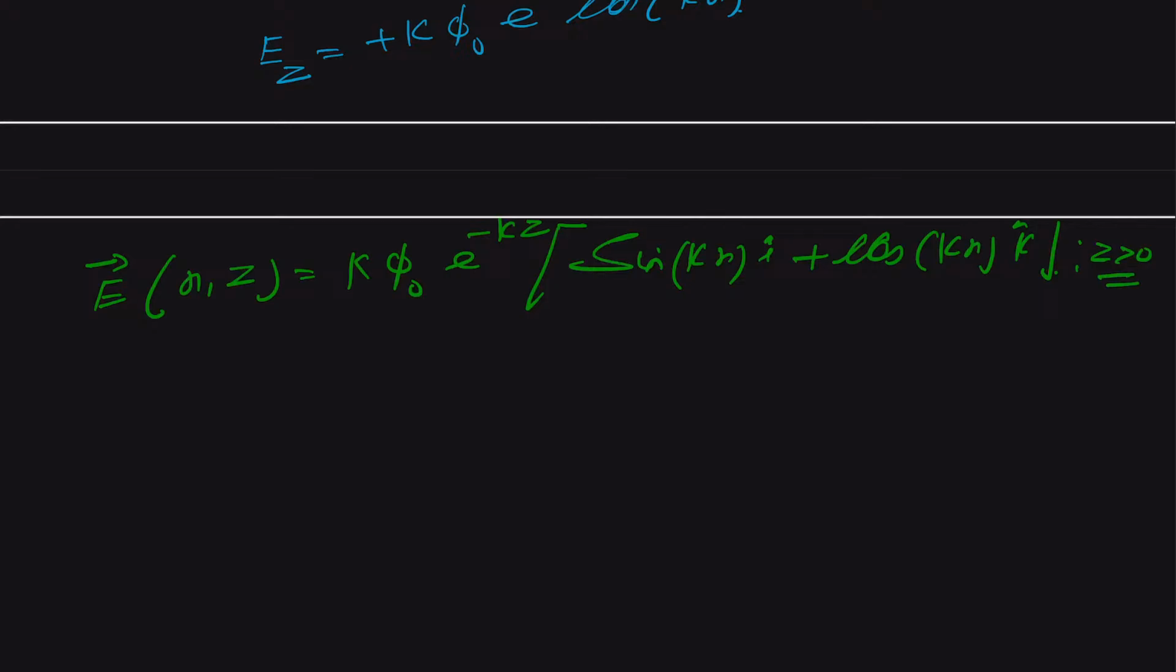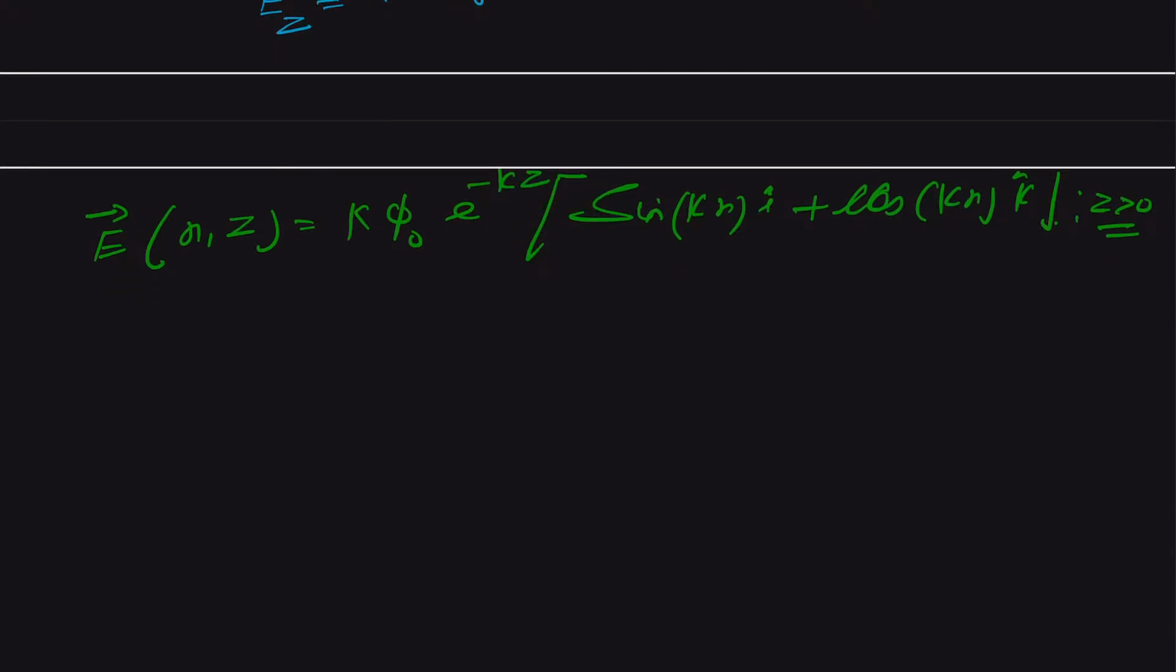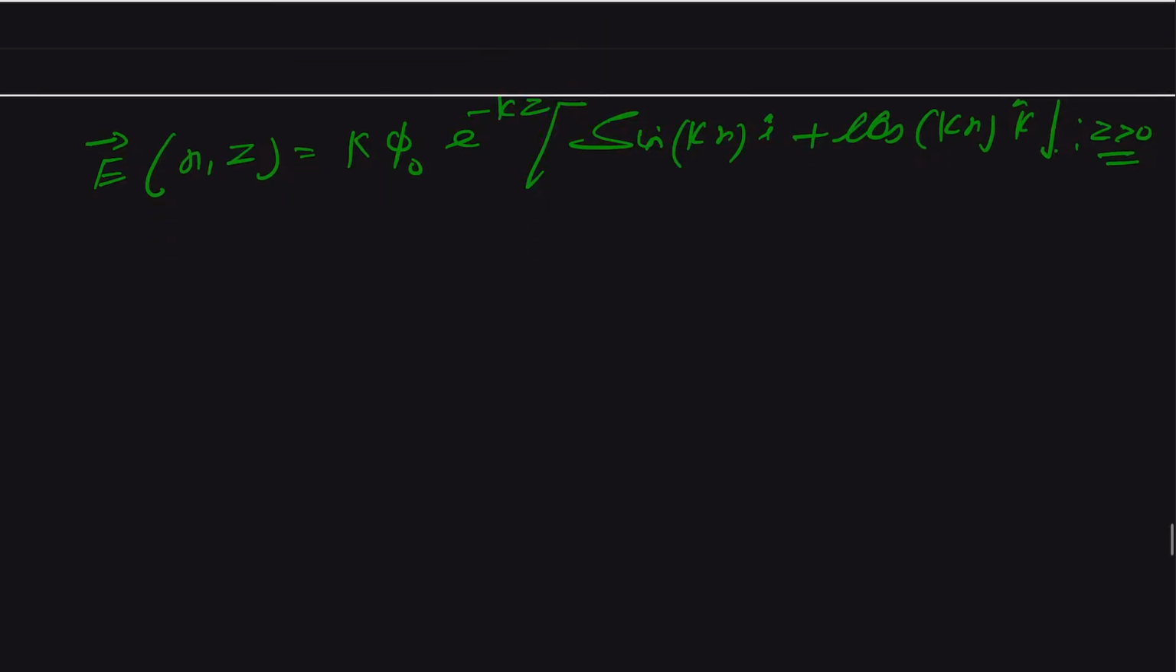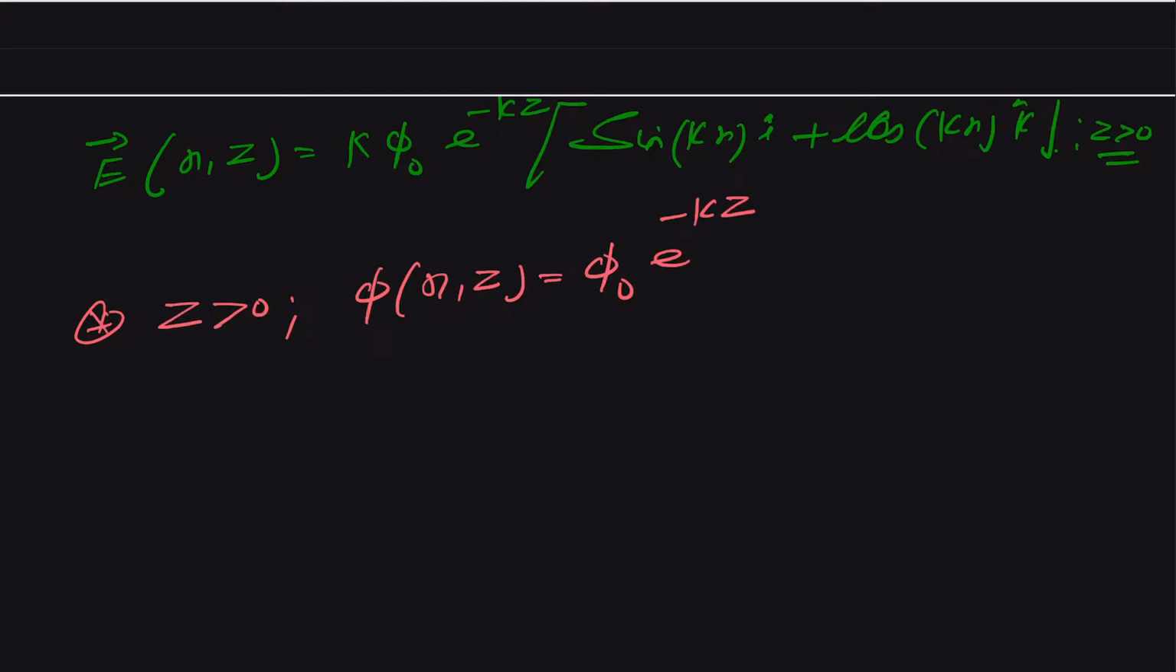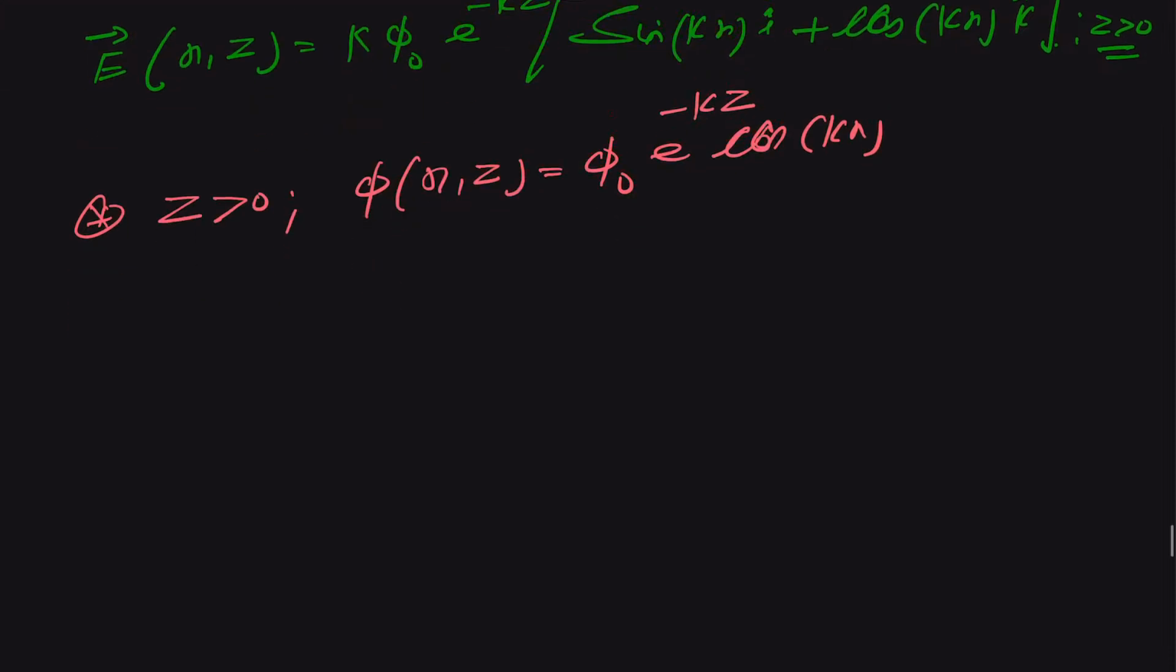And now we want to find out the charge density. For that we are going to use the boundary condition along with the derivatives. We are already given that for z greater than 0, our potential that is dependent upon x and z is equal to phi naught e raised to power minus kz cos of kx. This is the given equation.